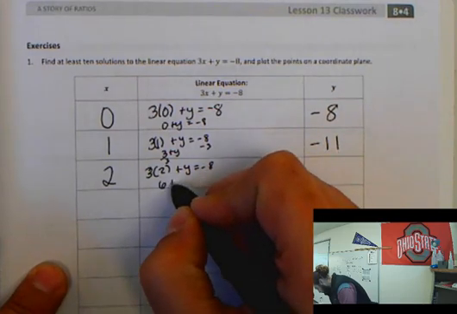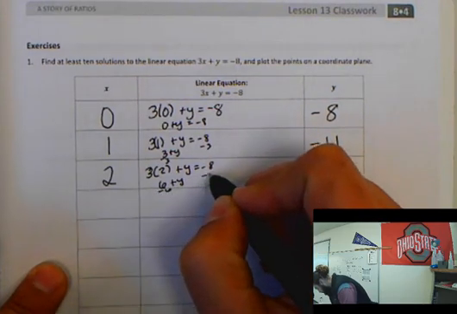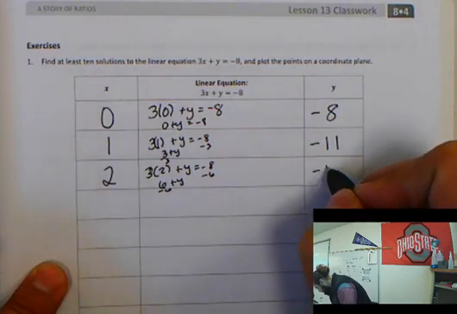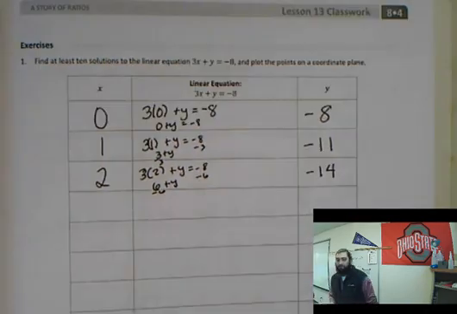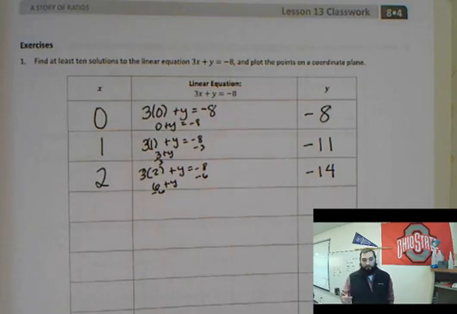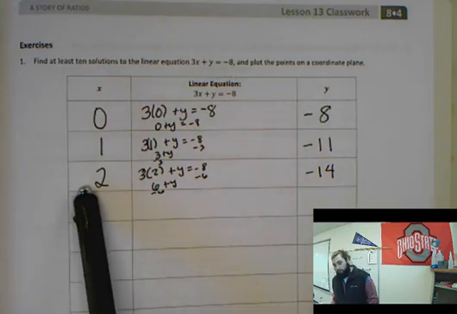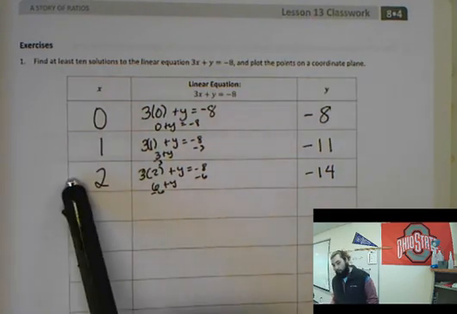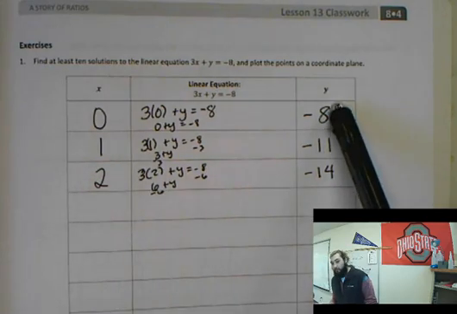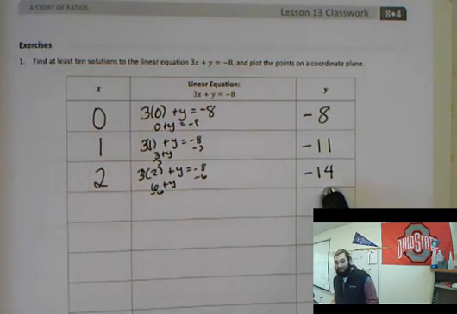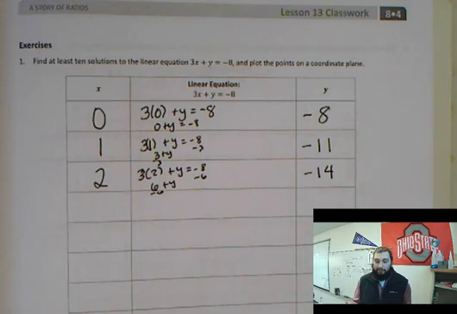That'll give us 6 plus y, which we subtract 6 from both sides. So y is going to be equal to negative 14. And hopefully we can start to see a pattern working here. Okay? We can start to see a pattern. As we increase by 1, we increase by 1 here, we increase by 1 here. One more time. What is happening to our y value? Well, our y value is decreasing by 3.